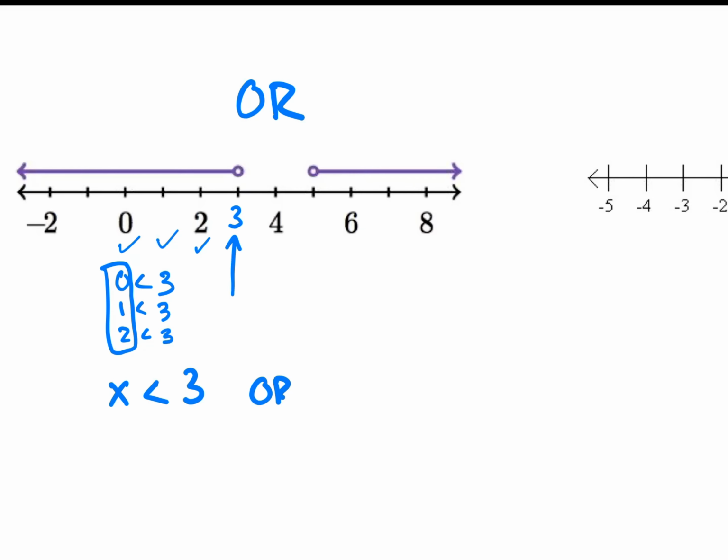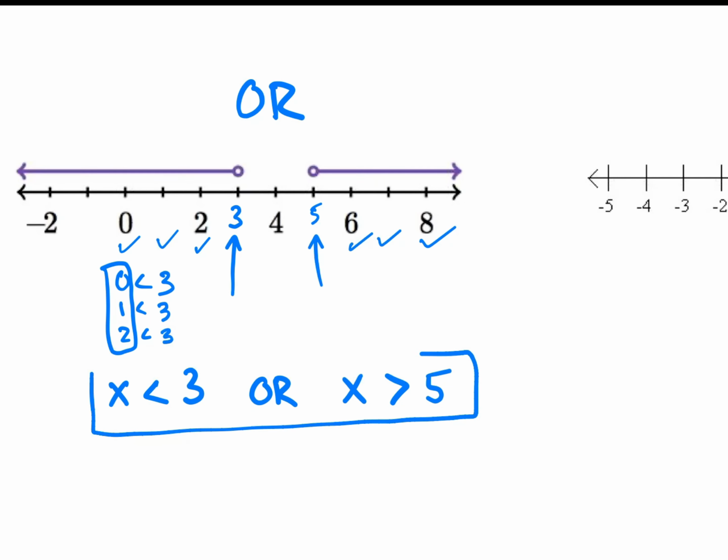And then I'm going to put an or. And then I find I have a 5 here, right? So that's going to be my number. I have an open dot, so no or equal to's. And 6 is greater than 5. 7 is greater than 5. 8 is greater than 5. So I'm going to do an x is greater than 5. And this would be my inequality from a graph, all right?